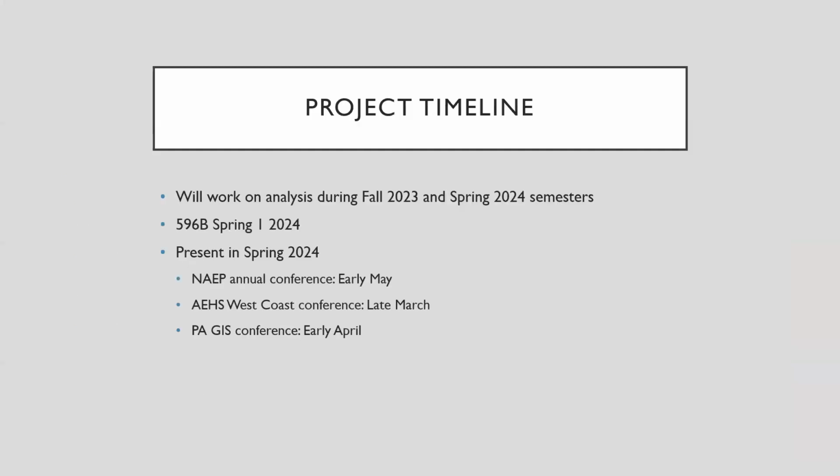I plan to work on the bulk of my analysis during the fall 2023 and spring 2024 semesters. I also plan to take the next capstone class in spring 1 of 2024. I have 3 conferences I am interested in for next spring. The first is the National Association of Environmental Professionals annual conference, which will take place in early May, the Association for Environmental Health and Science Foundation West Coast Conference, which takes place in late March, or the PAGIS conference, which takes place in early April.